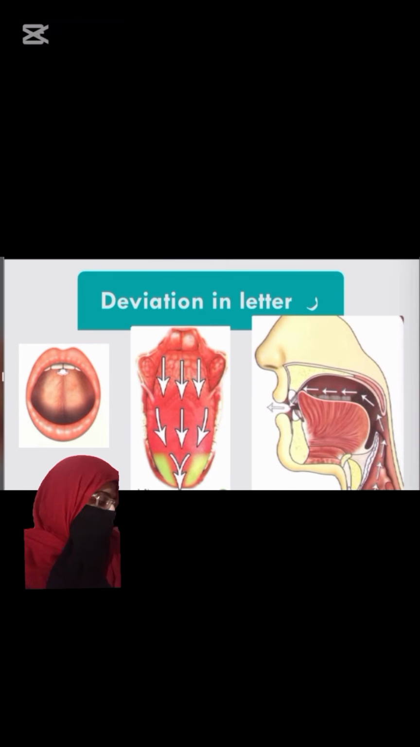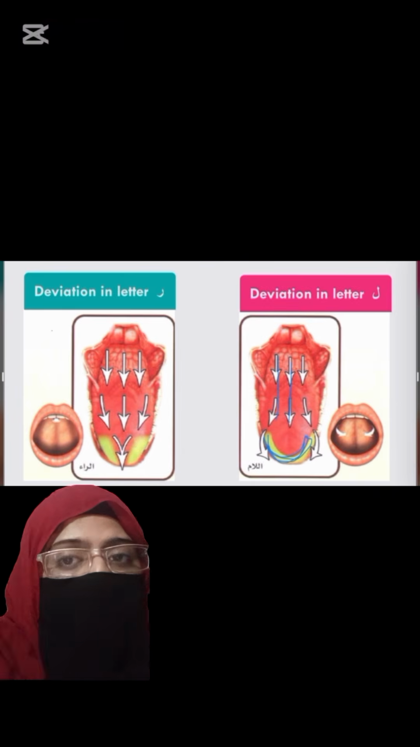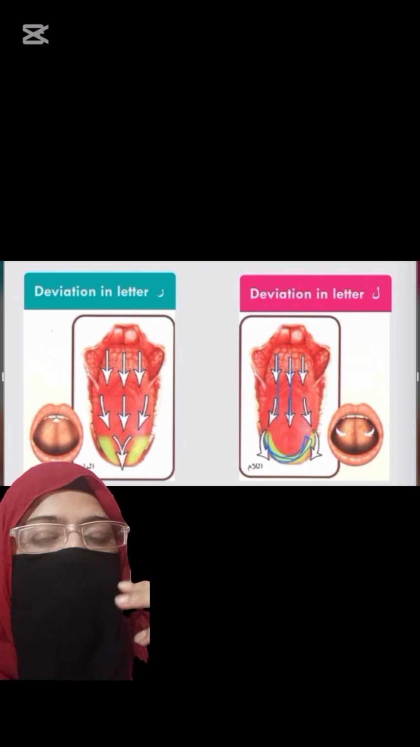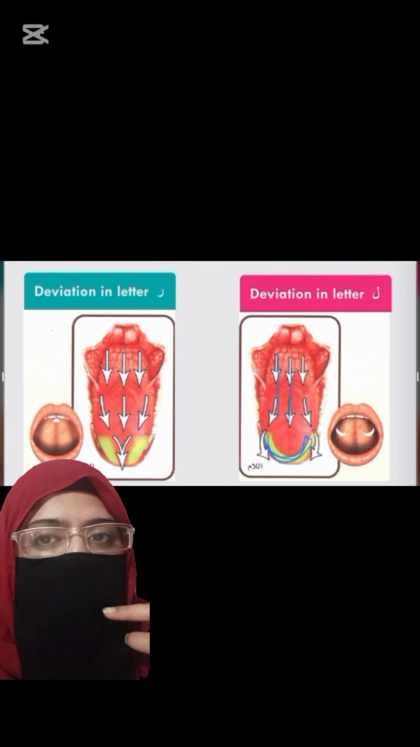This is the most important topic, my friends. Lam and Raa are the most important. They are commonly produced, like heavy and light, and they occur many times in the Quran within words. If you don't practice more and more, you can't properly pronounce these words. So for the Lam, the border area is the front edges of the tongue, including the edges of the front side.